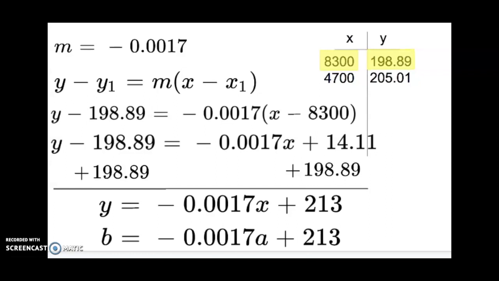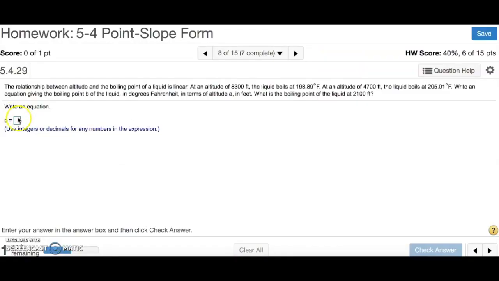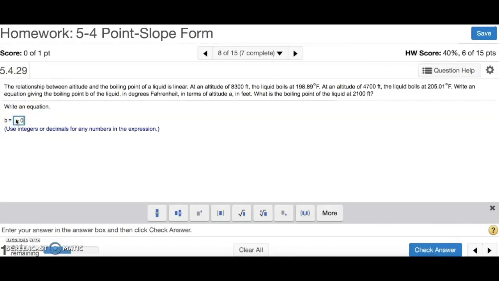Now it wants us to write it in terms of B and A. B is going to be y, A is going to be x. So that's our equation. Let's type that in first. Typing it in, we have negative 0.0017A plus 213.